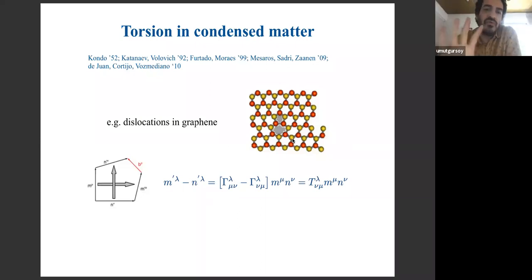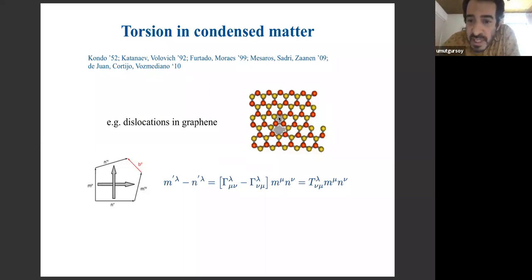But okay, so for this slide, the only thing that I want to say is that torsion is becoming more and more heard and becoming more important in the context of graphene, for example, because it is describing precisely the dislocations in the atomic structure of condensed matter systems.